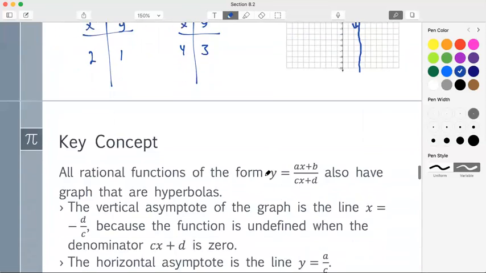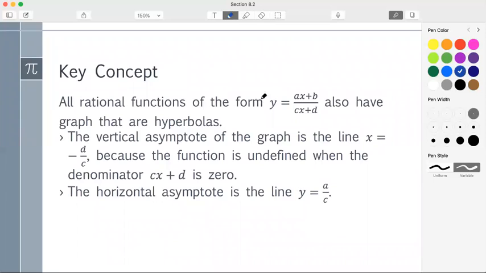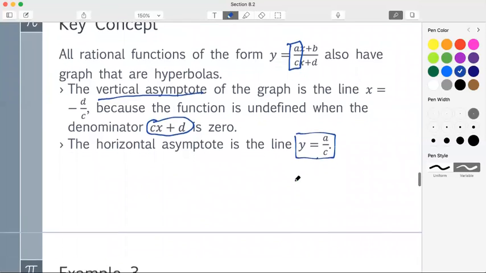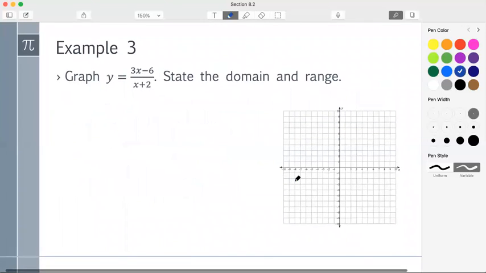Okay. All right, next concept, we can have some more complicated functions. So a rational function of this form, y equals ax plus b over cx plus d, also has graphs that are hyperbolas. So to find the vertical asymptote, that is when we have the line x equals negative d over c. So basically, you just set the denominator equal to 0, and you solve for x. To find the horizontal asymptote, you just look at the ratio of the leading coefficients. That's a over c. Okay, and in the same process, you pick points and you plot your hyperbola.